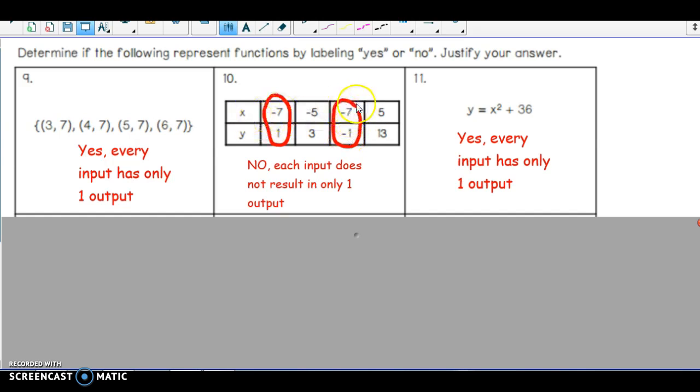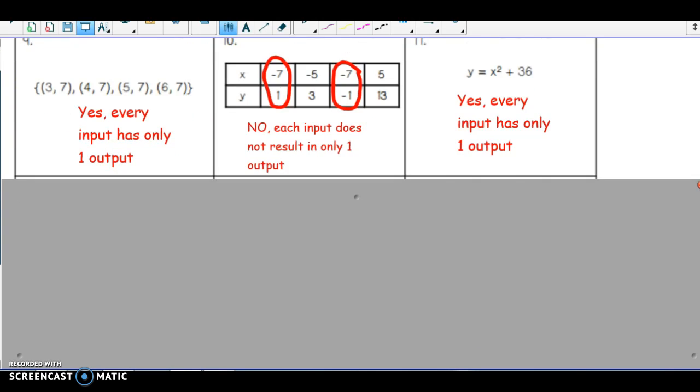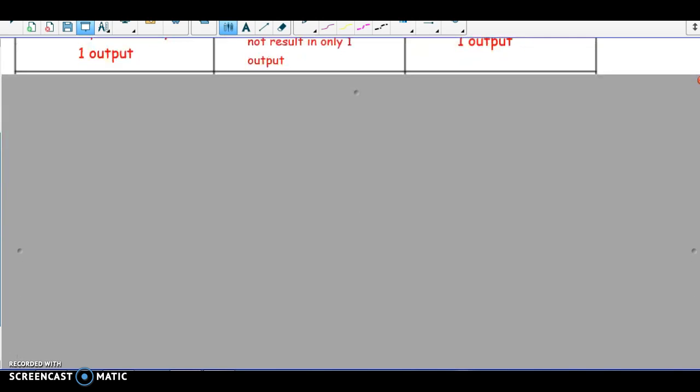So what we're looking for when we have a table of values or a set of points is to see if you've got multiple outputs for the same x value. This one will give you a different output each time. So every input has only one output. You're going to take your values, square them, add 36, and get a unique, only one output for each x or input that you plug in for number 11.